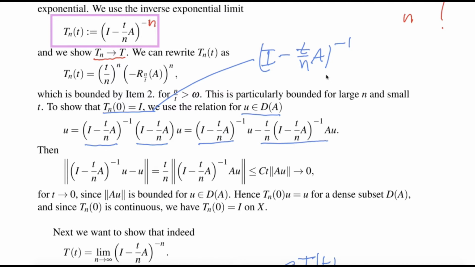And then we look at the difference of this term, so basically T_n with the minus 1 instead of the minus n, applied to u, minus u. And we use the identity from before, so we get a t over n in the front, we get this inverse here, and we get Au, and the inverse is a resolvent, so we have an estimate for this, which we call C. So what we get is C t times the norm of Au. The norm of Au is bounded because u is in the domain of definition. And so this goes to 0 for t to 0, showing that T_n at 0 is indeed the identity.